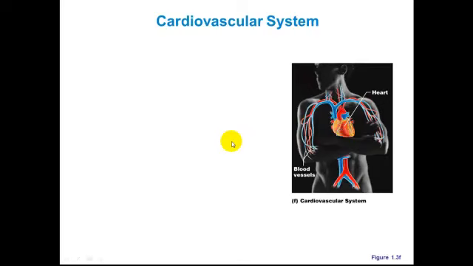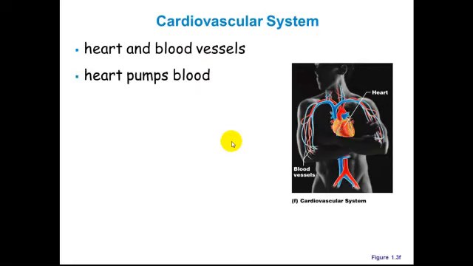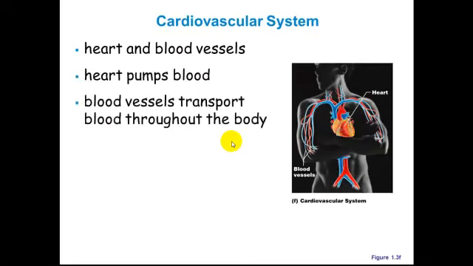The other chapters that we will not be covering in Anatomy and Physiology 1, but that you will cover in Anatomy and Physiology 2, will cover the following systems. This would be the cardiovascular system. This is the system of the heart and blood vessels, where the heart pumps the blood and the blood vessels transport the blood throughout the body, the blood being the major transport medium of the body.